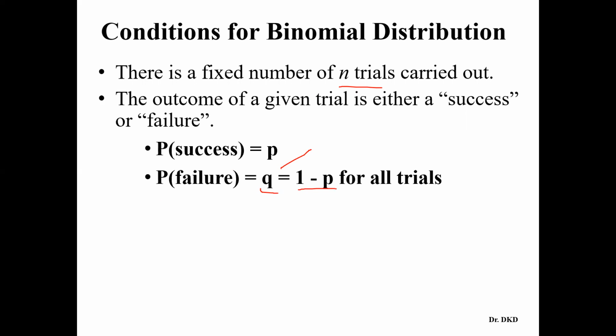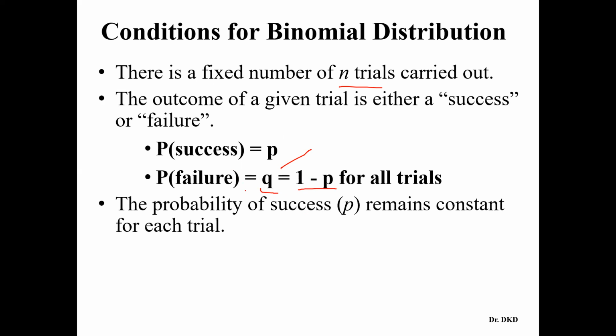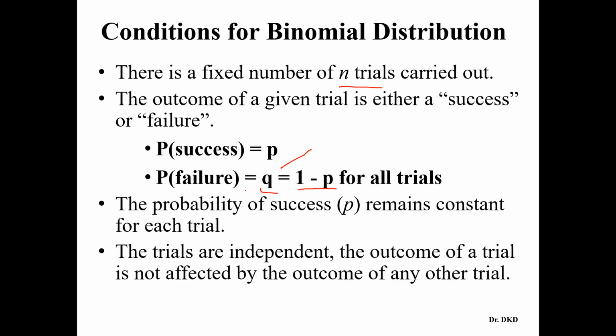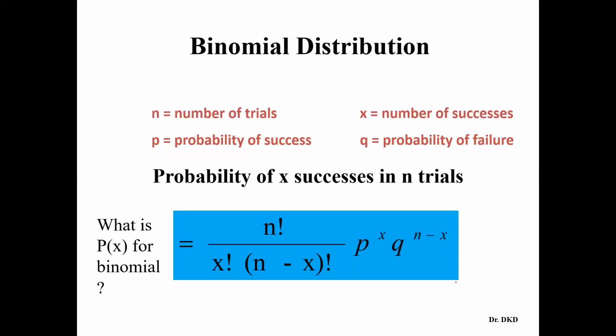As we know, probability always lies between 0 and 1. So total probability is 1, where 1 means certain success and 0 means certain failure. The probability of success remains constant for each trial. The trials are independent: the outcome of a trial is not affected by the outcome of any other trial.